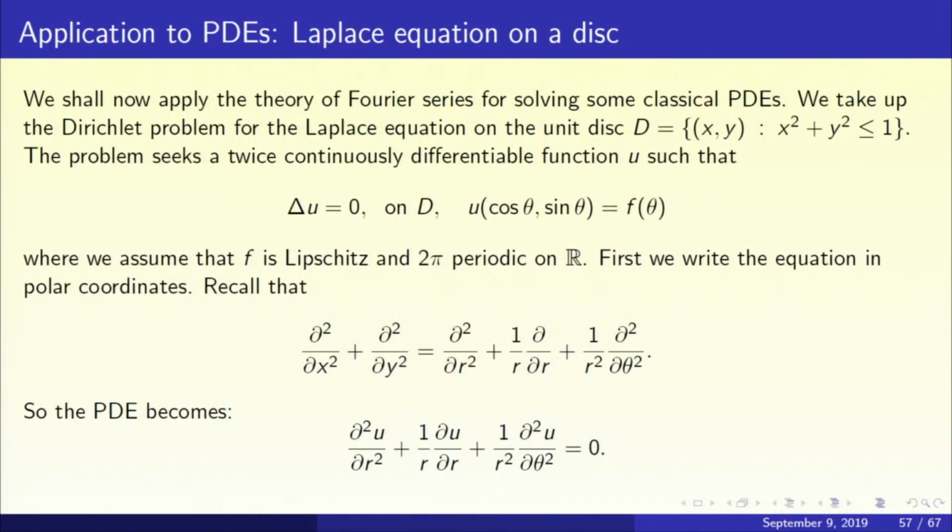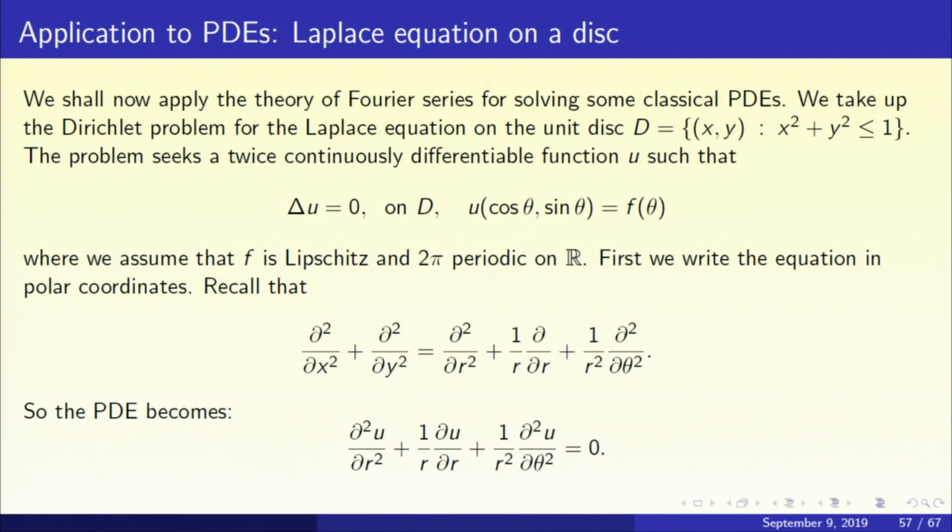So what is Laplace's equation? Laplacian of u equal to 0. What is the Laplacian? Del 2 by del x squared plus del 2 by del y squared plus del 2 by del z squared. But now we are in two dimensions, so there is no z component. So it will simply be del 2 by del x squared plus del 2 by del y squared. So Laplace's equation is del 2u by del x squared plus del 2u by del y squared equal to 0 on a disk D.